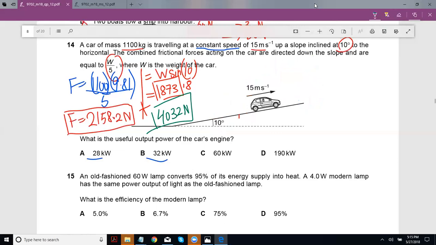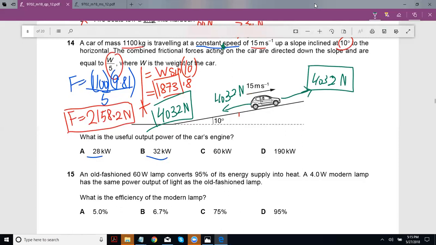Let's visualize this again, because this is something I feel might trouble some people. We've now concluded that 4032 newtons are acting backwards, which means 4032 newtons have to be provided by the engine to go forwards to ensure that it's in constant speed. Now you have the force the engine is creating. You need power. There was a formula, I believe. Force into speed. P is equal to FV.